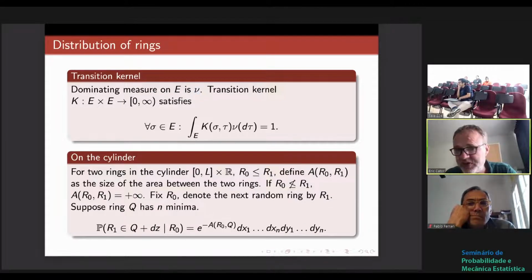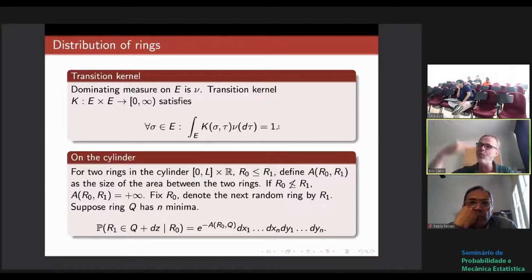And then the transition kernel should satisfy, of course, that if you integrate over the state space E over all possible outcomes tau, then for any sigma that you start with, the total integral should be 1. So that you have probability 1 of finding some tau when you start at sigma. So we need to find this transition kernel. And how are we going to do this?